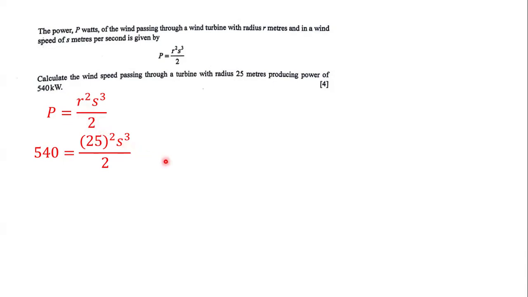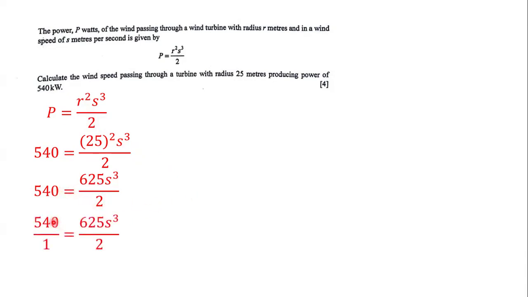Next, what do we do? We say, what is 25 squared? Well, 25 squared is 25 times 25, and that's going to be equal to 625. And so we have 625 S cubed all over 2, and that's equal to 540.